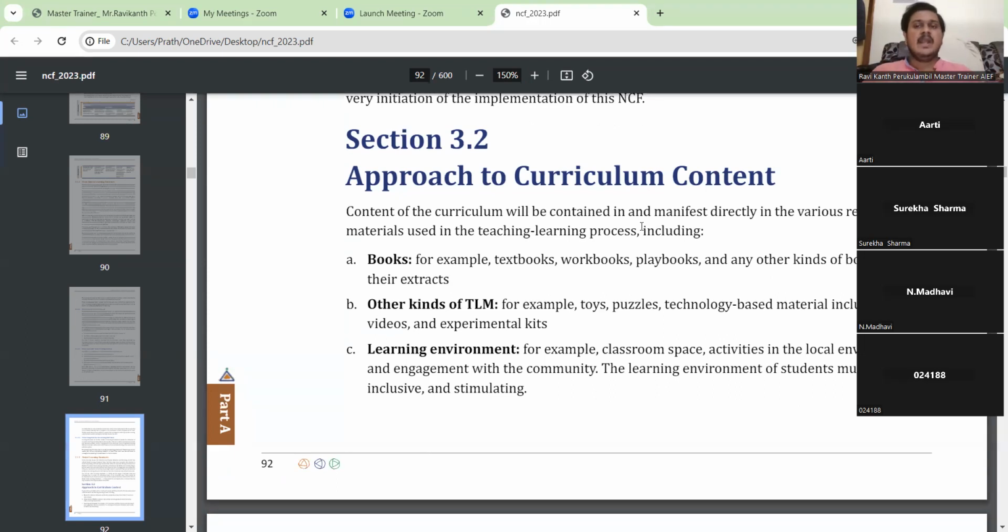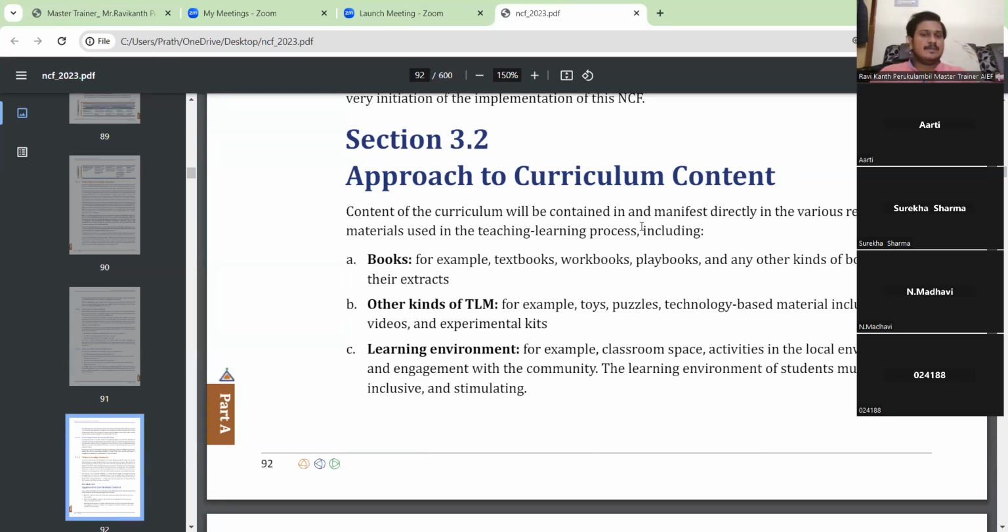Let us see what type of curriculum content we are supposed to have in all the stages. Content of the curriculum will be contained in and manifest directly in the various resources and materials used in the teaching learning process. So curriculum content is not just a textbook. There are many things, and out of many things, a few are given here.